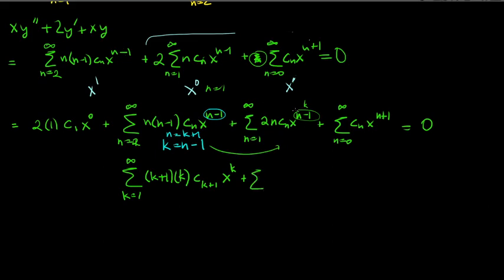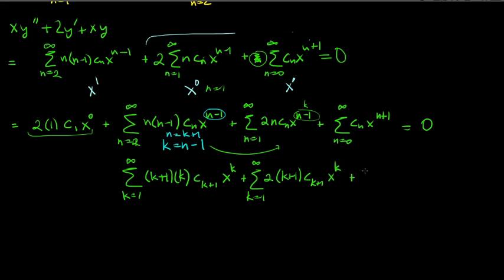So notice that this is n equals 1. We already have the 0 term. That's the one out here. So we can still start at k equals 1, right? So 2 times n, but n is k plus 1. So this will be c sub k plus 1 times x to the k, right?